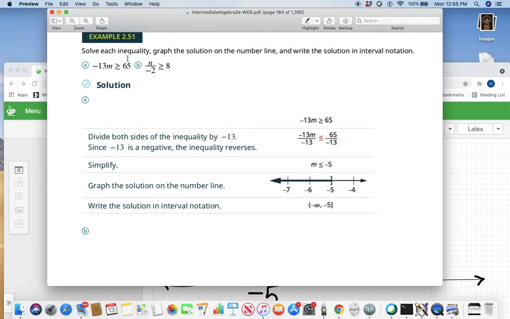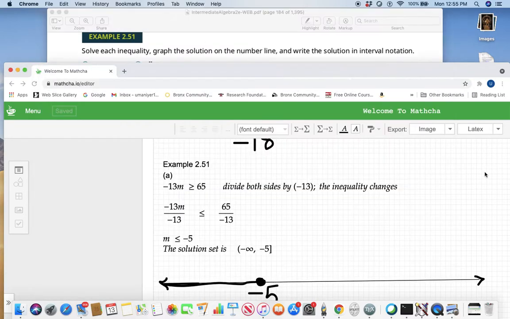Welcome back. Let's go over an inequality. Negative 13m greater or equals 65. This is A part, example 2.51. Negative 13m greater or equals 65.